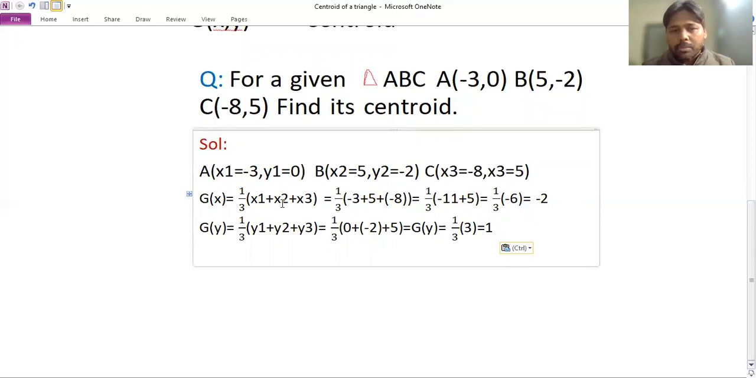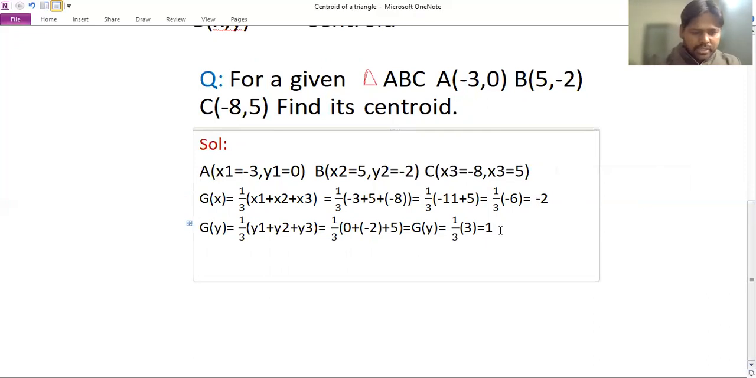So putting in this formula very cautiously, we reach the first value, that is x. The centroid value for x is going to be -2, and the centroid value for y is going to be +1. Then we can finally write it down as G of x, y, as we have already discussed, which is equal to the ordered pair (-2, 1). So this gives us the centroid of the given triangle with 3 different vertices A, B and C.